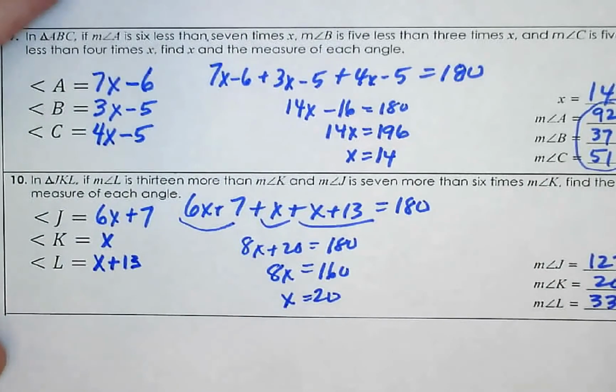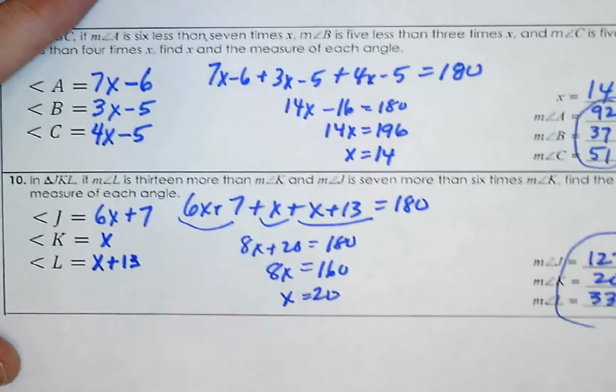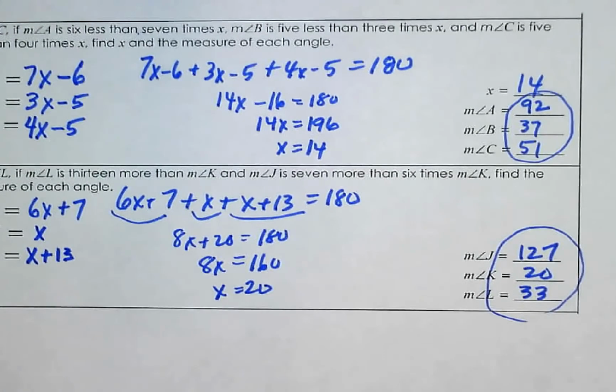What could you do to make sure that those total 180 degrees to make sure you get the right answer? So there's your notes for 1C, dealing with triangle sum. Good luck.